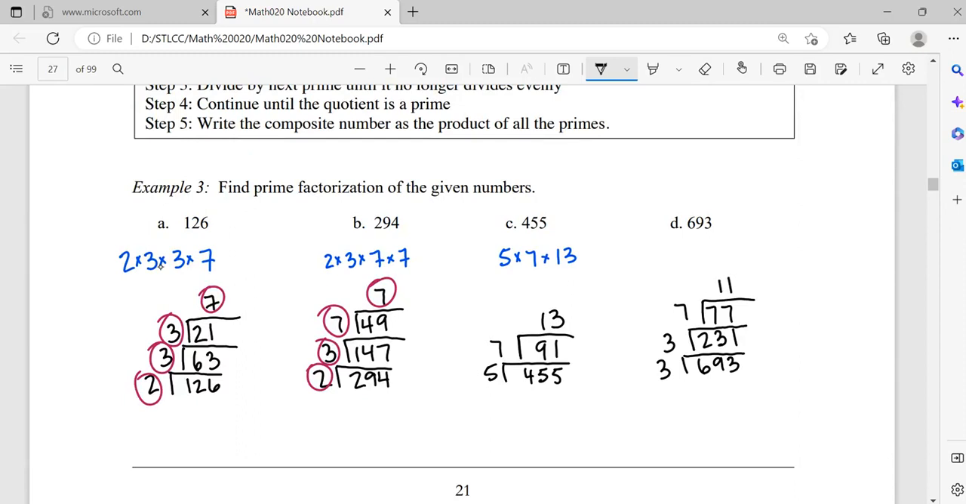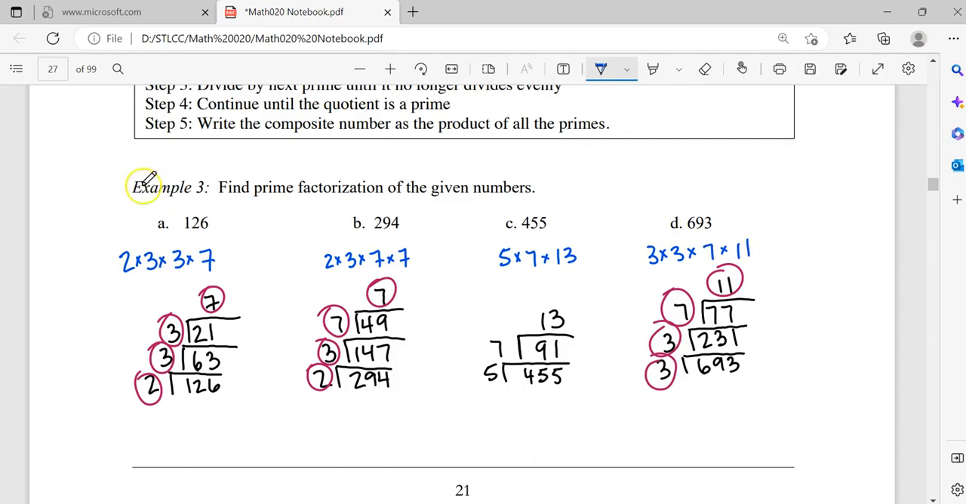And 11 is a prime number. So I got all my prime numbers here. I've used them for my division. So I got 3, 3, 7, 11. Those are the ones that I need to list as my factors. So 3 times 3 times 7 times 11.